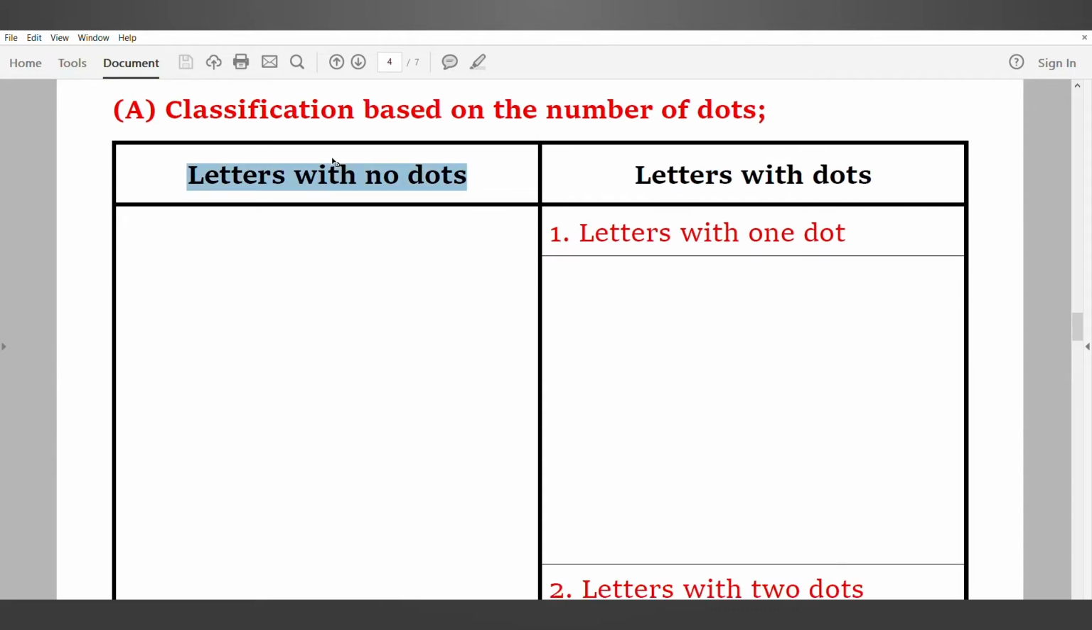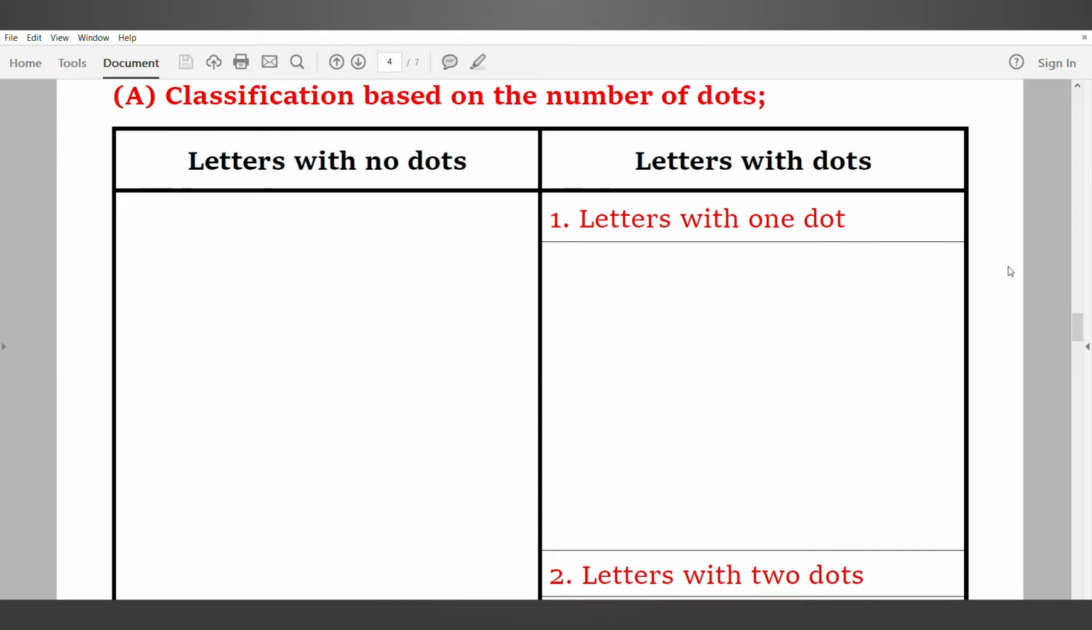The column at the left will be for the letters with no dots, and the column at the right will be the letters with dots. And this column is further divided into 3 main categories: a single dot, 2 dots, and 3 dots, as we know.